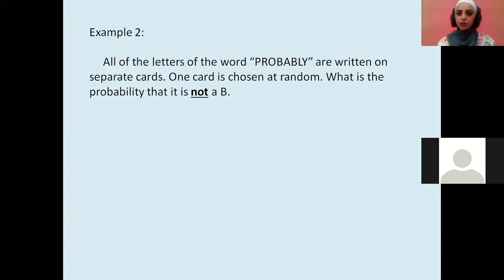All of the letters of the word probably are written on separate cards. One card is chosen at random. What is the probability that it's not a B? And we talked about that last time. Not a B.